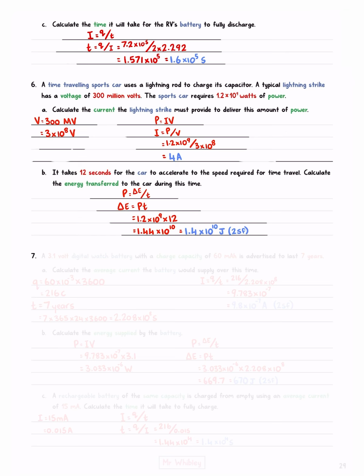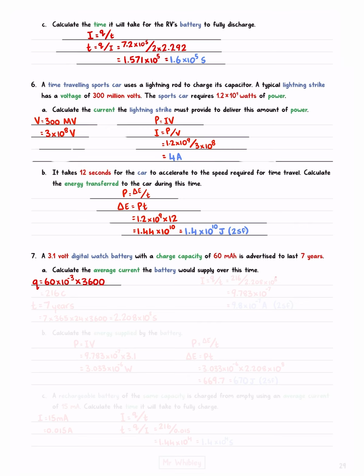Question 7. A 3.1 volt digital watch battery with a charge capacity of 60 milliamp hours is advertised to last 7 years. Calculate the average current the battery would supply over this time. Our charge of 60 milliamp hours is equivalent to the amount of charge transferred by 60 milliamps over a duration of an hour or 3,600 seconds, which is equivalent to 216 coulombs.